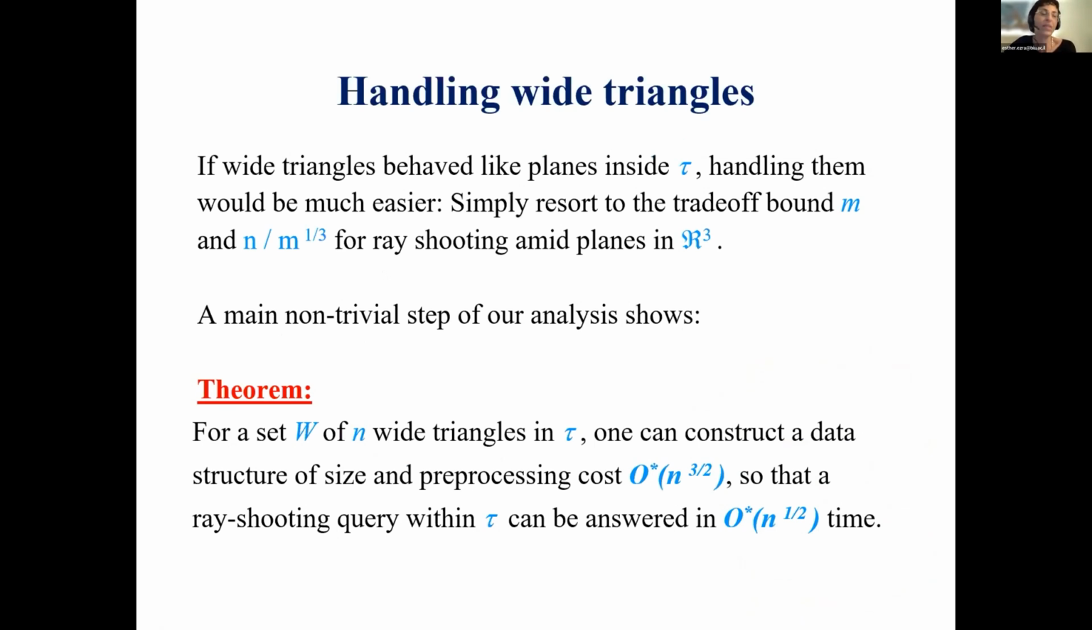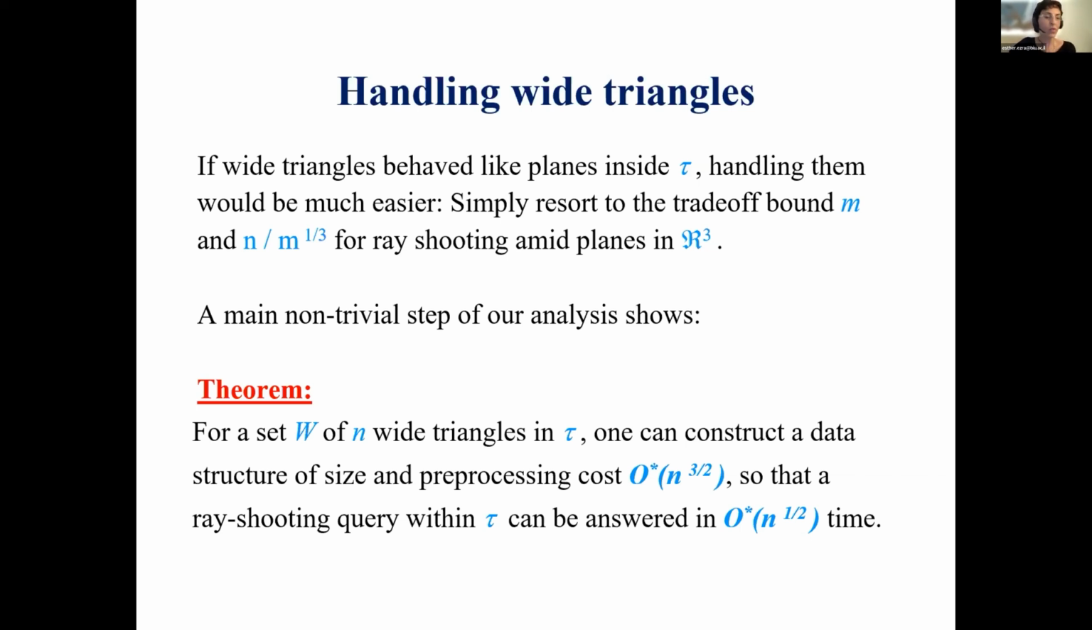If we had the property that wide triangles behave like planes inside tau, then handling them would be much simpler. We could just get the trade-off bound of m and n over m to the 1/3 for ray shooting amid planes in 3-space.